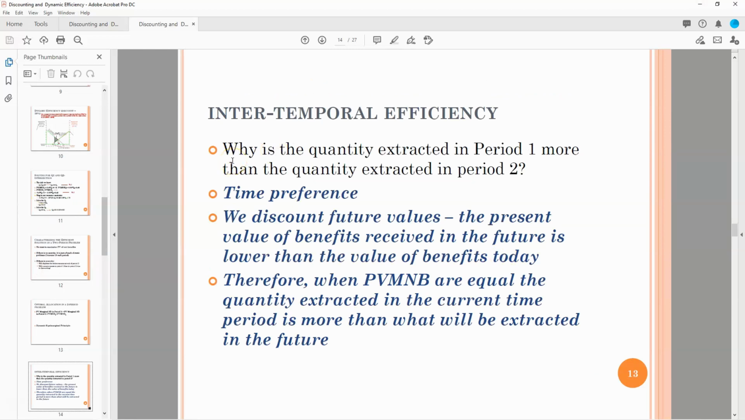So here I have a question: why is the quantity consumed in period 1 more than the quantity consumed in period 2? Because there is time preference. We discount future values. The present value of benefits received in the future is lower than the value of benefits today. And that also means when present value of marginal net benefits are equal, the quantity consumed in the current time period is more than what will be consumed in the future.